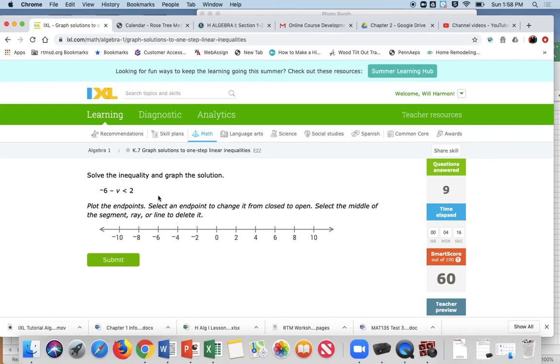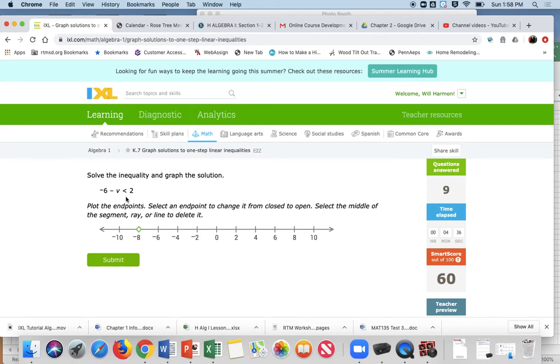Okay? So right around 60, these problems are going to get real tricky, and you're going to have to write it down. So one more time, I add 6 to both sides. 2 plus 6 is 8. Okay, so now it's negative v. So I do 8 divided by negative 1. That's negative 8. It's an open circle.